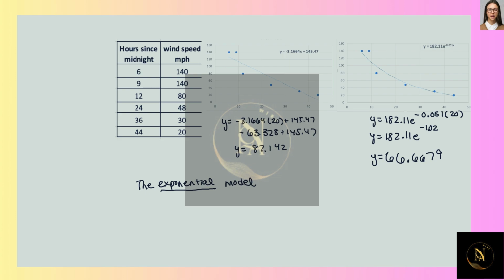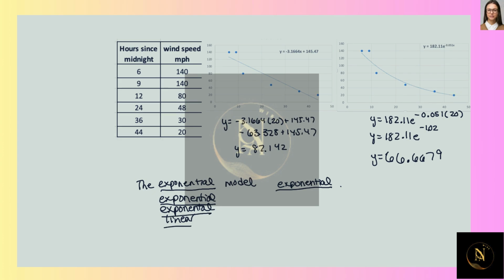seems more appropriate. My prediction for the wind speed at hour 20 using the exponential model, so that's the second word, is much closer to the actual 20-hour wind speed. The exponential model is a closer fit for most of the data points than the linear model. So it goes exponential, exponential, exponential, then linear in the next blank.